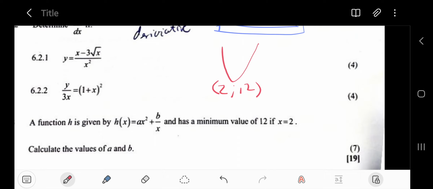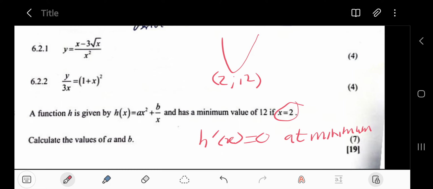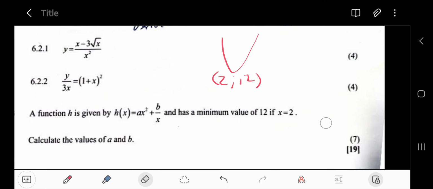Remember, guys, when we talk about the minimum and maximum, we understand that the derivative is equal to 0. So here we understand that h prime of x has to be equal to 0 at the minimum. We're going to be solving for x, but they've already given us that x value there. So it helps us.